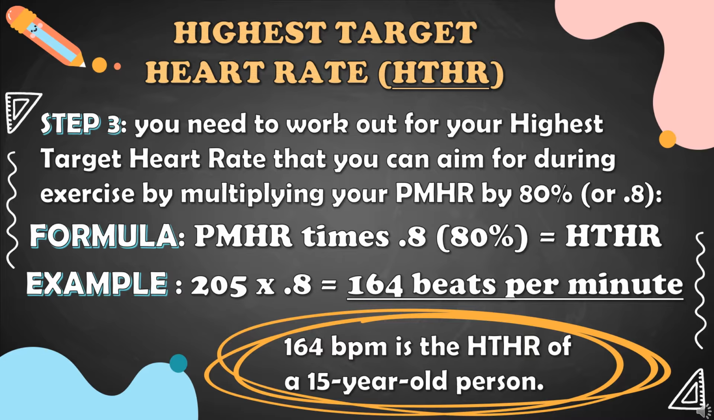For the third and last step, you need to work out your highest target heart rate that you can aim for during exercise by multiplying your PMHR by 80% or 0.8. Again, the PMHR earlier, which is 205, will now be multiplied by 80% or 0.8. And the result is 164 beats per minute. This is now the HTHR of a 15-year-old person.